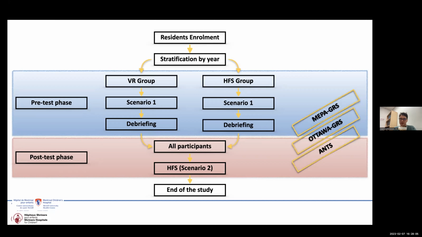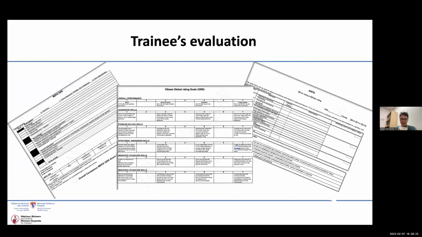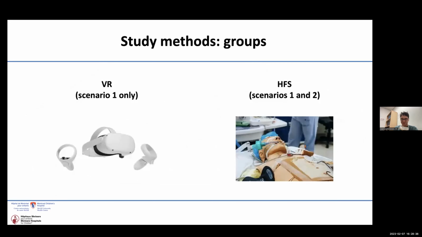The MEPA is the management of crisis in pediatric anesthesia. The Ottawa is the global rating scale in crisis management, and the ANTS is the anesthesia non-technical skills scale. And these are the validated scales. They go from 5 points to 7 points, depending on the scale. You have an overall performance grade, and then you also have subcategories that you can analyze.